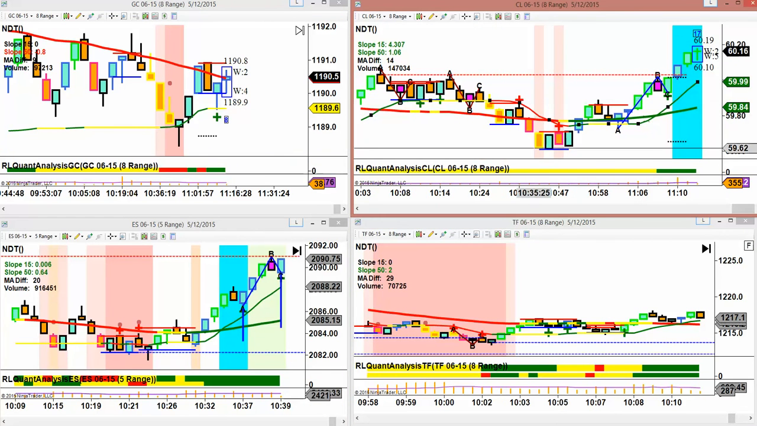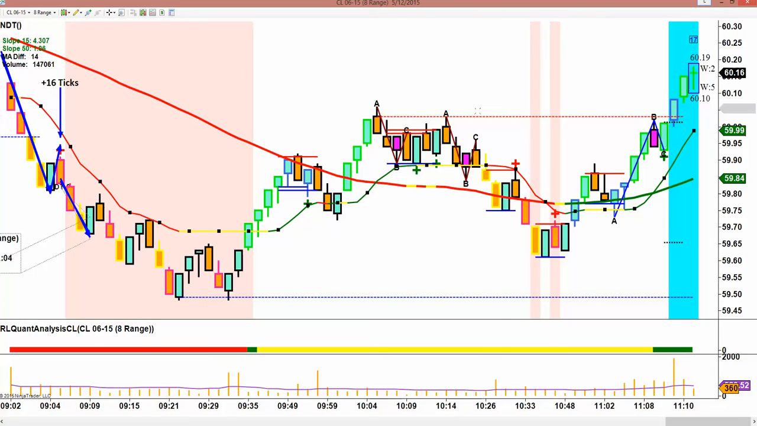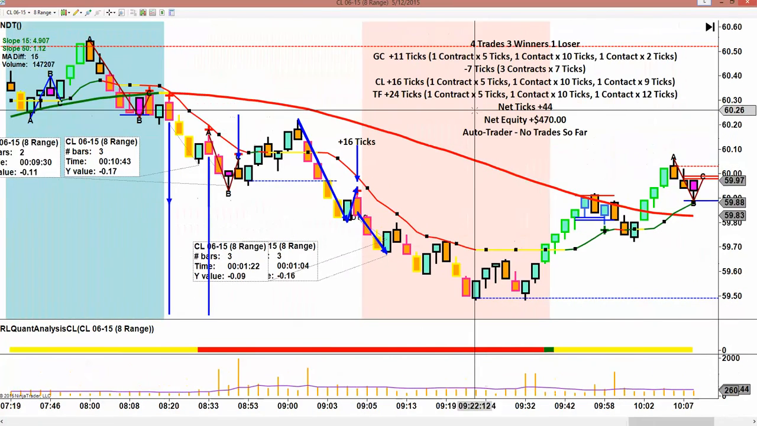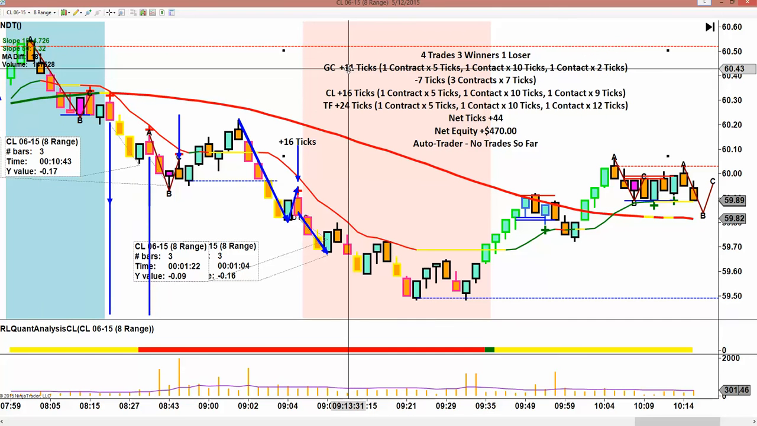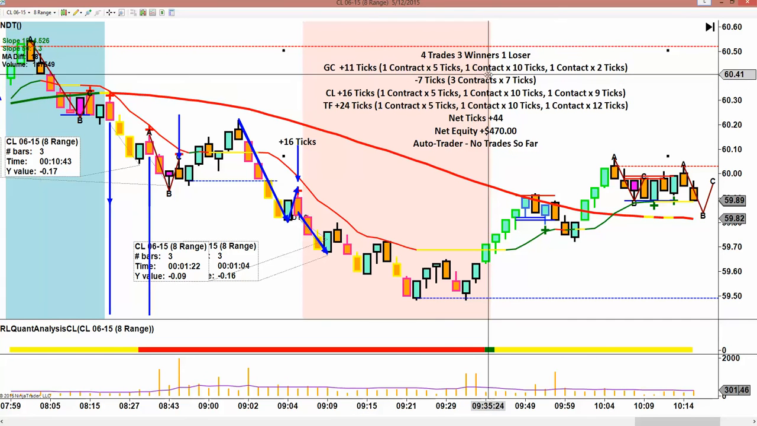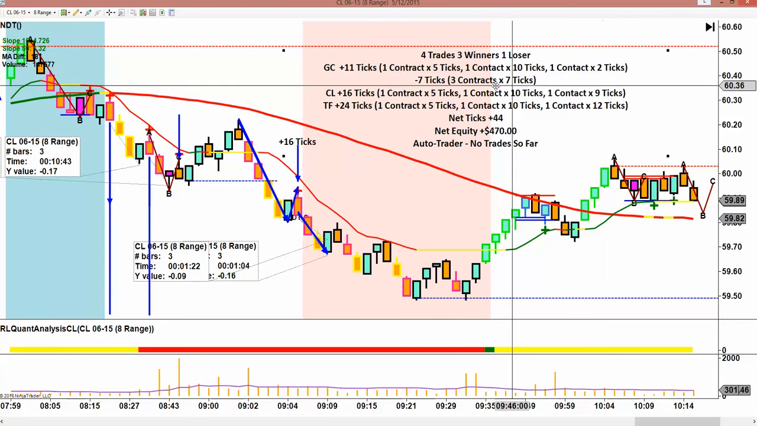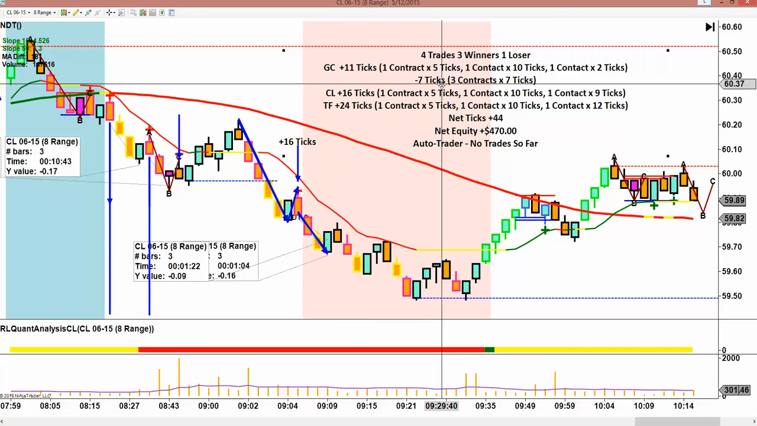So here's how we did. Here's how we finished the day. We had 4 trades, 3 winners and a loser. On gold, we had 11 ticks: 1 contract off at 5, 1 at 10, 1 at 2. And then I had that -7 on gold.